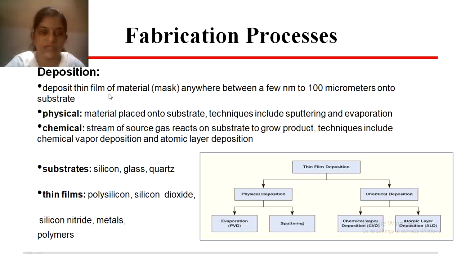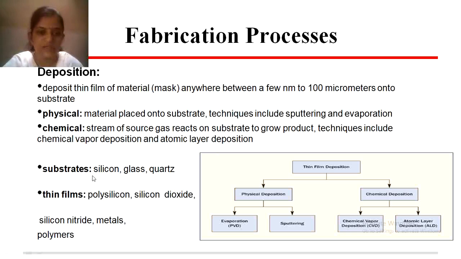So in deposition, a thin film of material that forms like the mask is deposited, anywhere between a few nanometers to 100 micrometers, onto the substrate. In physical deposition, material is placed onto the substrate, and techniques include sputtering and evaporation. In chemical deposition, a stream of source gas reacts on the substrate to grow the product. Techniques include chemical vapor deposition and atomic layer deposition.